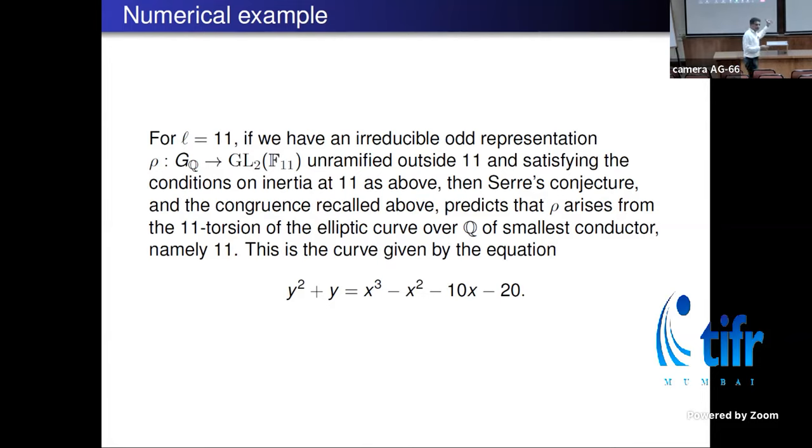So somehow this is an embodiment of some abstract representation. It's just some abstract Galois-theoretic object. As long as it has some properties which are purely local in nature, then one tries to realize it from a much more concrete source, like a modular form or an elliptic curve. So somehow that's the nature of the conjecture.